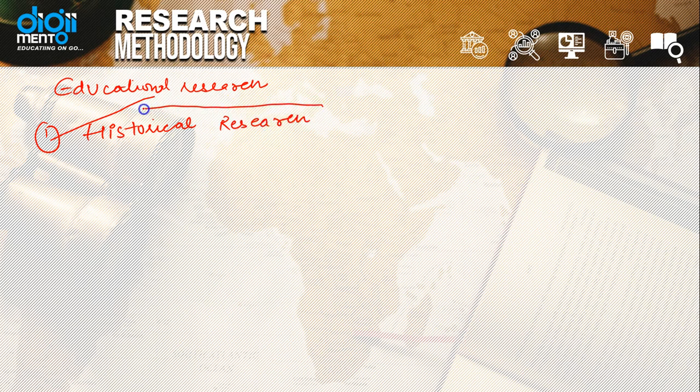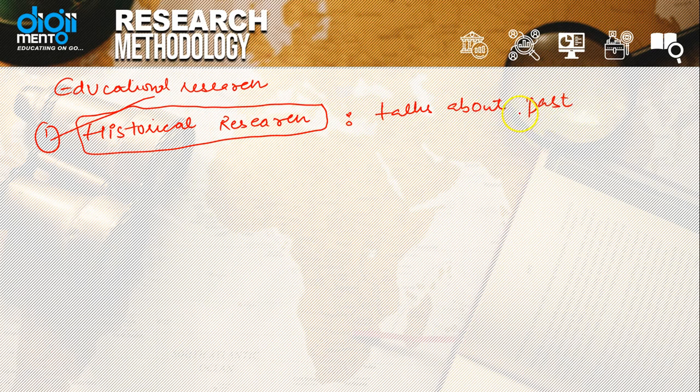Historical research. So what is historical research? As the name suggests, it talks about past events. In historical research, we need investigation, recording, analysis of data, and interpretation of the results of the past for the purpose of research, or you can say discovery.